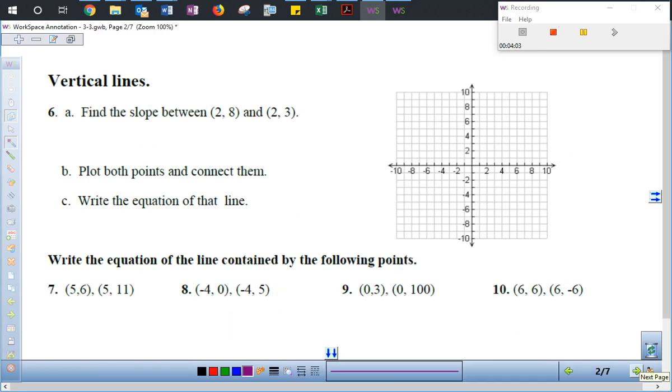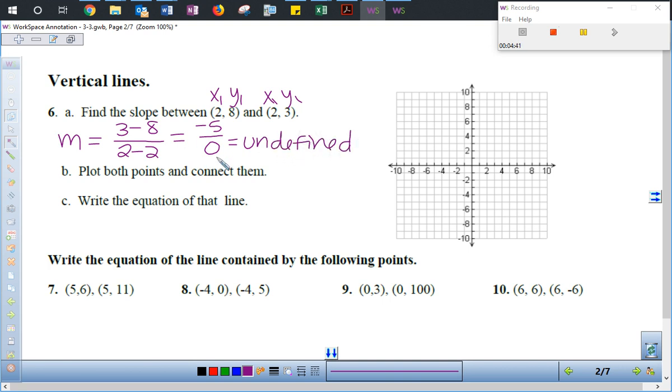On number 6, this is find the slope between (2, 8) and (2, 3). So again, we want x1, y1, x2, y2. So I can substitute it in. M equals y sub 2 minus y sub 1 over x sub 2 minus x sub 1. Now 3 minus 8 is negative 5, and 2 minus 2 is 0. So I have negative 5 divided by 0, and remember the first commandment of mathematics is you cannot divide by 0, so my slope here is undefined.